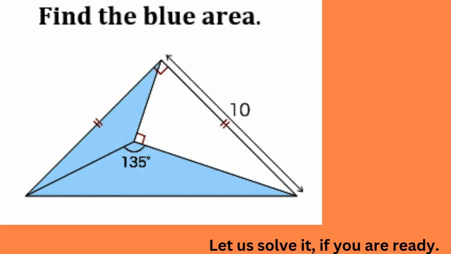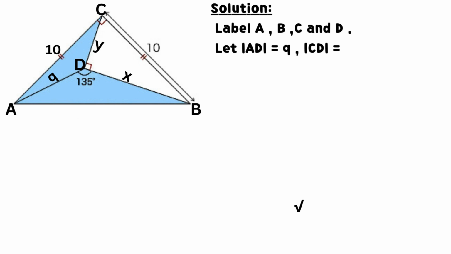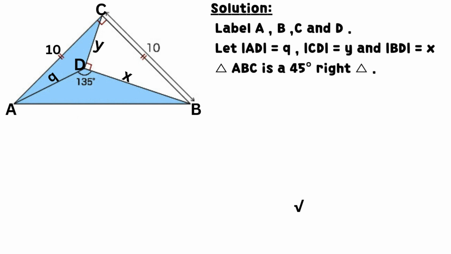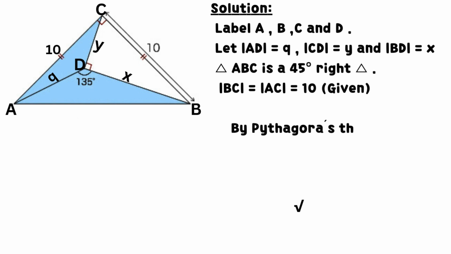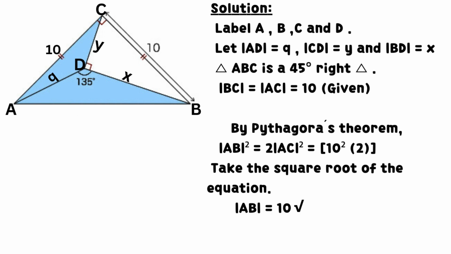Find the blue area. Label A, B, C and D. Let line AD equal Q. Line CD equals Y and line BD equals X. Triangle ABC is a 45 degrees right triangle. Length of line BC equals length of line AC, which equals 10.